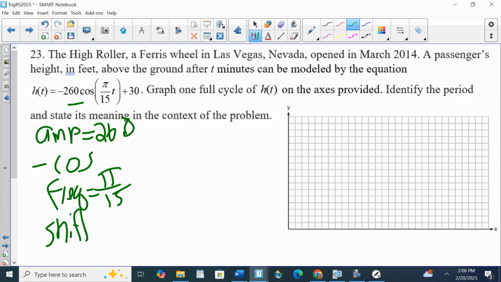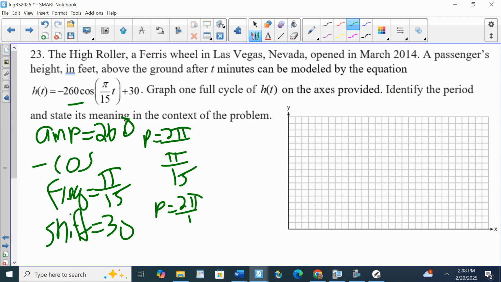Shift is 30. Period is 2 pi over the freak. Keep, change, flip. P is 30. 4 dashes equally spaced. 1, 2, 3, 4. Period at the end of the fourth dash.